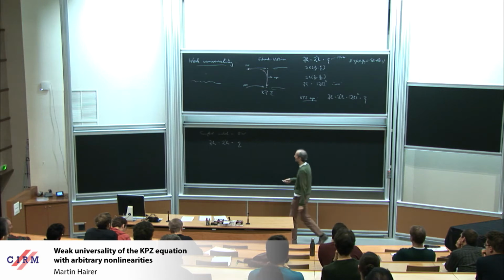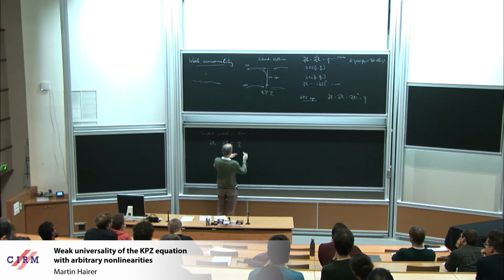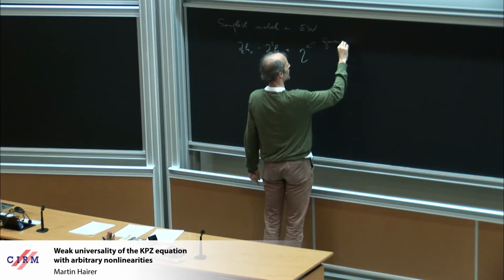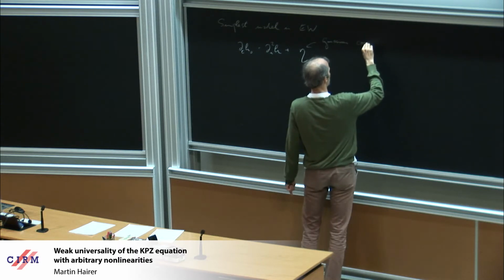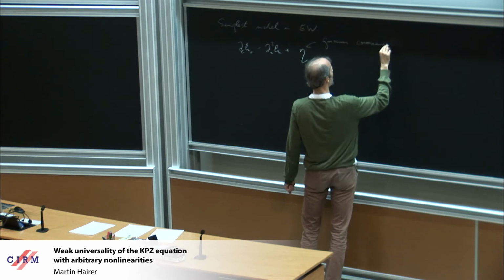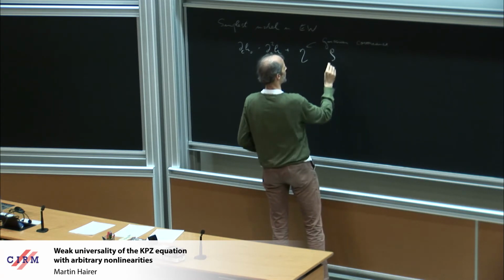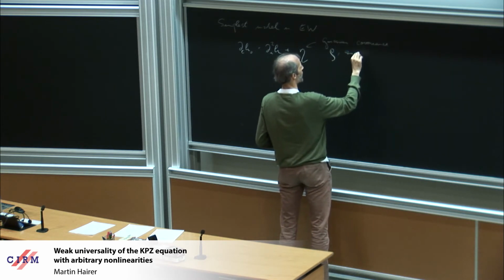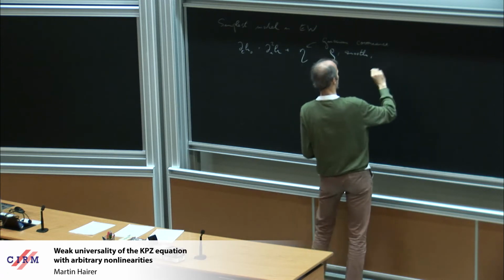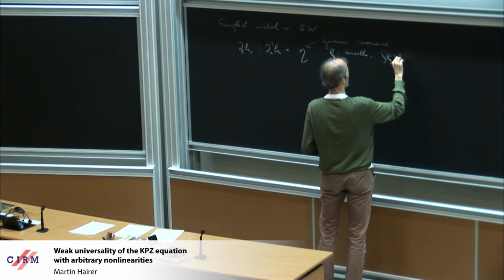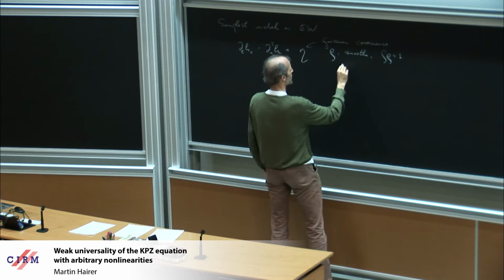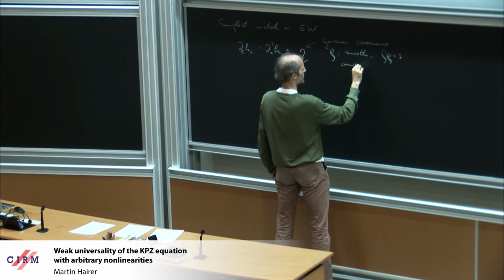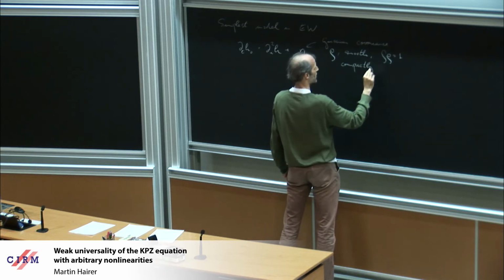And here we're going to make our life even easier, so we're just going to assume that this guy is just some Gaussian process with covariance rho, which is smooth, and the integral of rho equals 1. And I'm going to even assume that it's compactly supported. That's not very important.